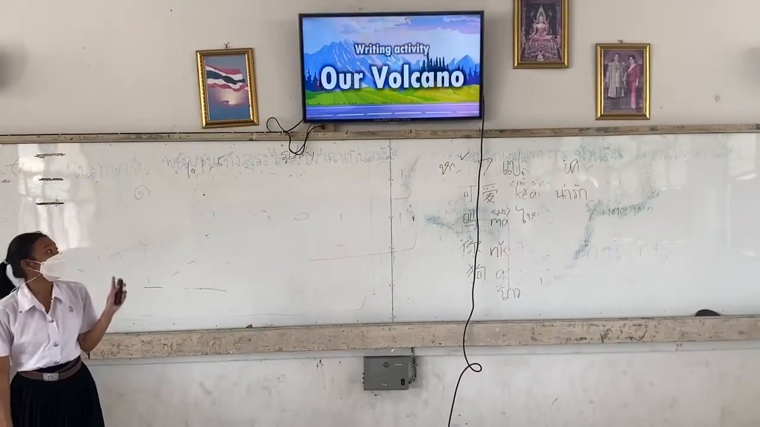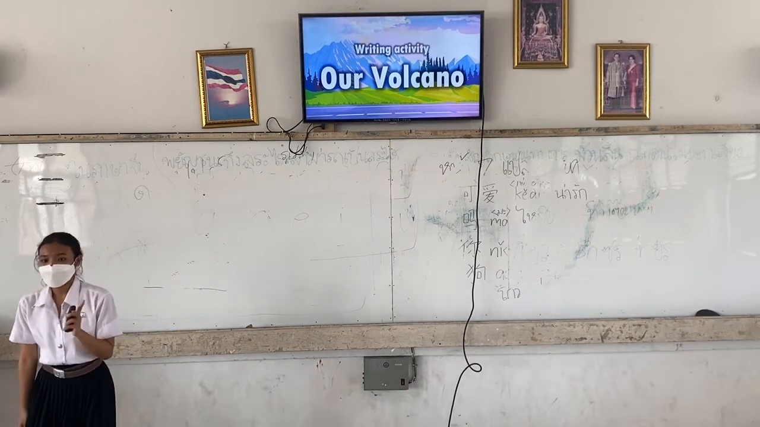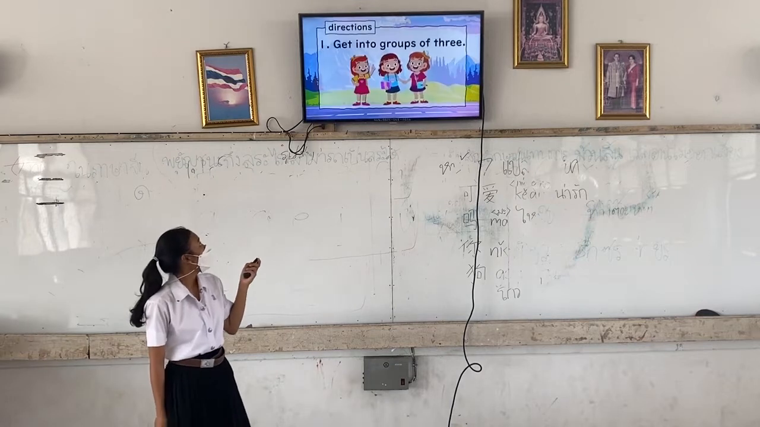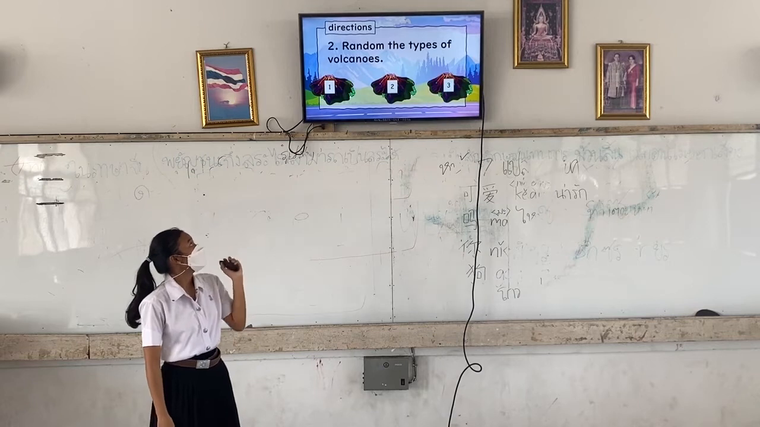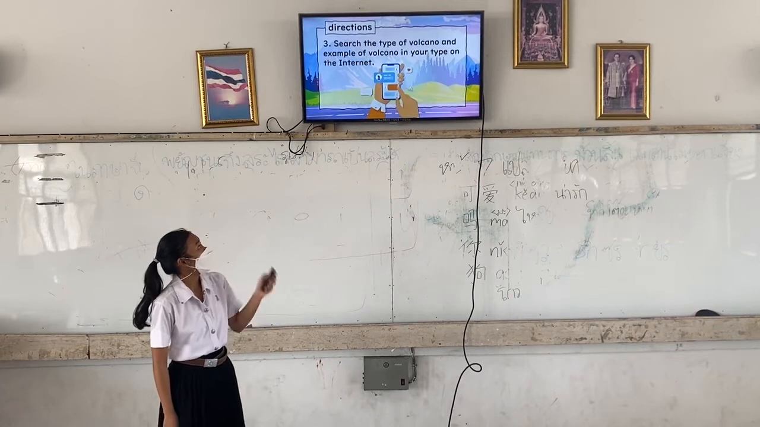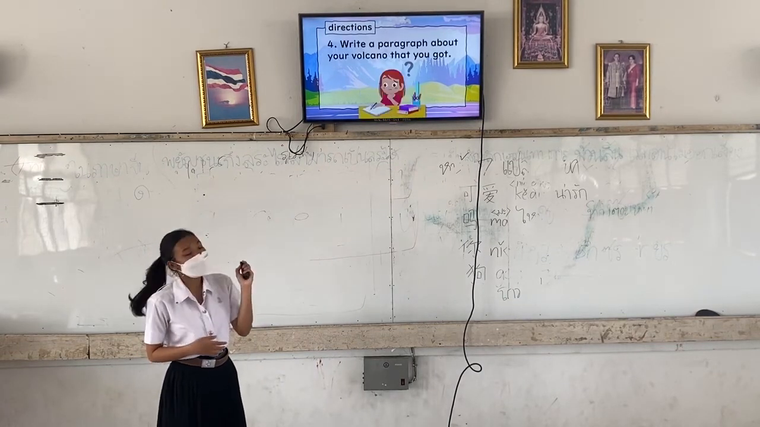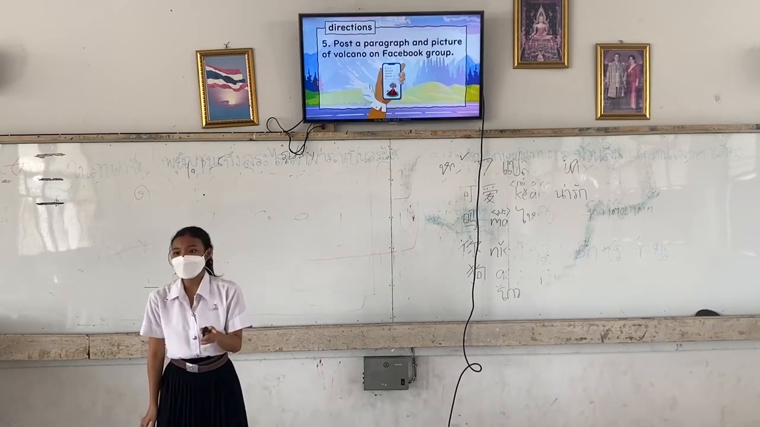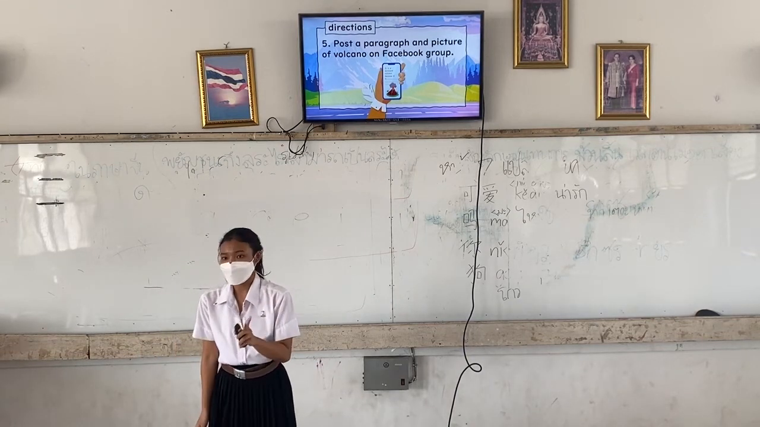Move to the last activity for today. Today we're going to do our volcano. So let's listen to the directions first. First, we have to get into groups of 3, and then randomly pick the type of volcano on the screen. And you search for the type of volcano, and then you write it on your paper. And then you post your paragraph in the Facebook group, and then I will check your answer.